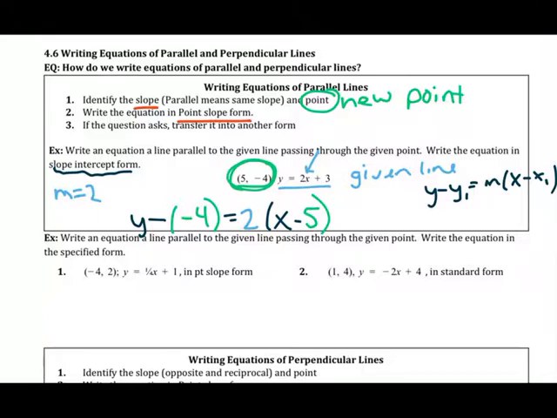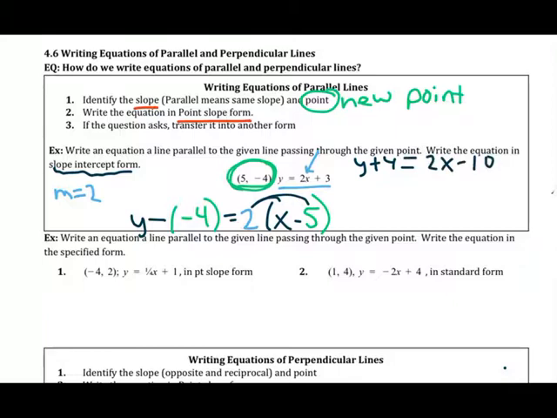Now, if this question didn't ask for any particular form, you could stop right here. It does, in fact, ask for slope-intercept form, so I'm going to make myself some room. I'm going to change this to be y plus 4. I'm going to distribute over here, equals 2x minus 10, and then I'm going to subtract 4 on both sides. That's going to give me y equals 2x minus 14. That is the equation of my parallel line.